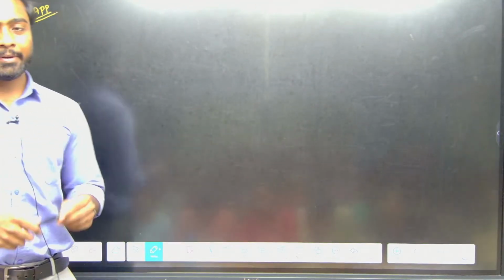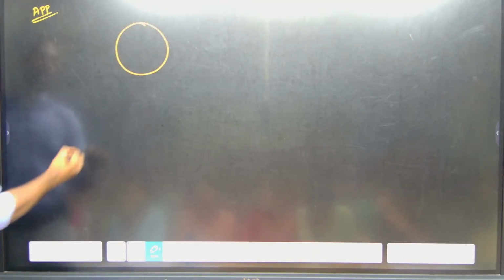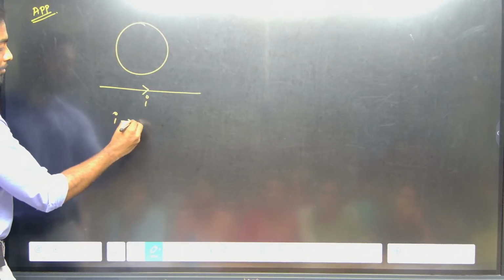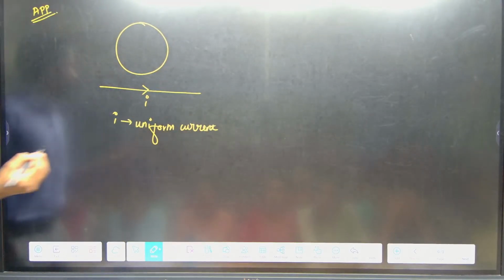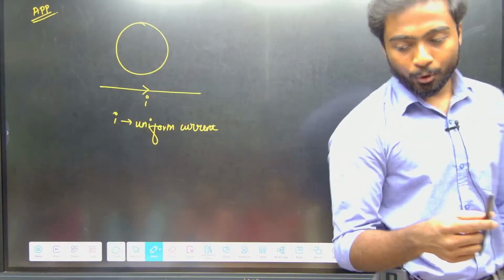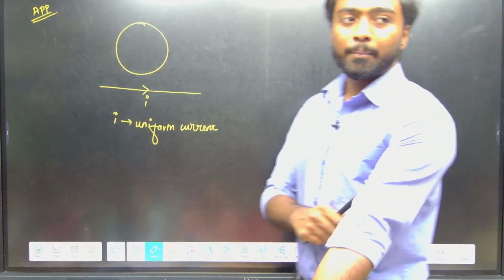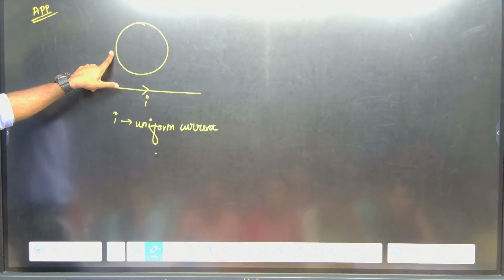So in application, let me take 3 cases. So there is a conductor, and now the current is flowing in this direction. So I will take that current as uniform current. What is the meaning of uniform current? Constant flow, right? Now if the current is constantly flowing in the rightward, obviously when the current flows, the magnetic field will be created, and it is uniform current, then uniform magnetic field will be created.